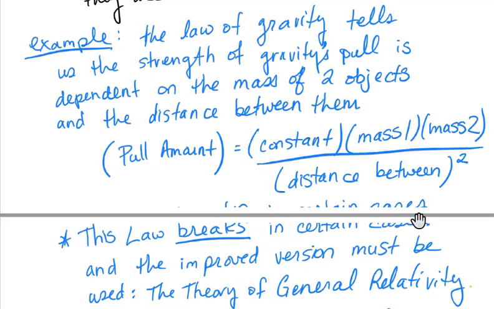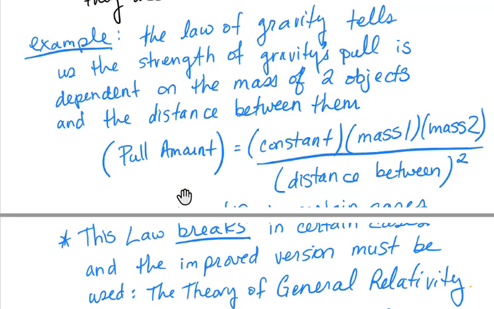I'm sorry here, my text broke over page lines when I exported it from my iPad. It was supposed to say this law breaks in certain cases. So my general example of the fact that theories can be improved as we get more information is the law of gravity. So the law of gravity, which dates back to Newton in the 1600s, tells us that the strength of gravity's pull is dependent on the mass of the two objects and the distance between them. So this scientific law is basically an equation.